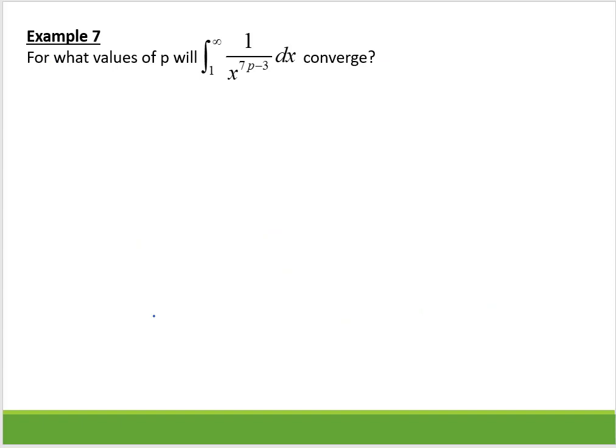Last example. Okay, so for what values of p will this converge? Well, we know that the exponent has to be greater than 1. So I solve this. We will converge for p's greater than 4/7.